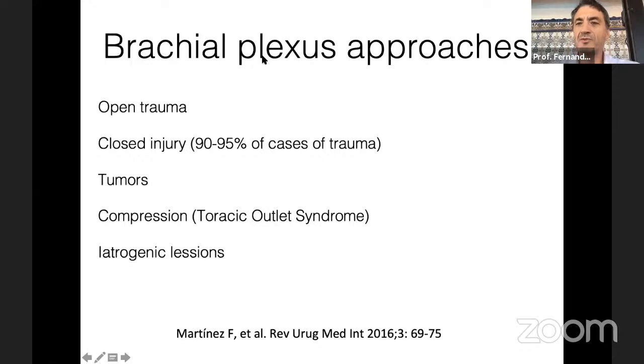Specifically for brachial plexus approaches, the causes are trauma, which can be open or closed. 90 to 95% of cases of trauma are closed trauma. We also can approach the plexus because of tumors in the plexus itself or around the plexus, in compressions of the brachial plexus like thoracic outlet syndrome, and in iatrogenic lesions of the brachial plexus.